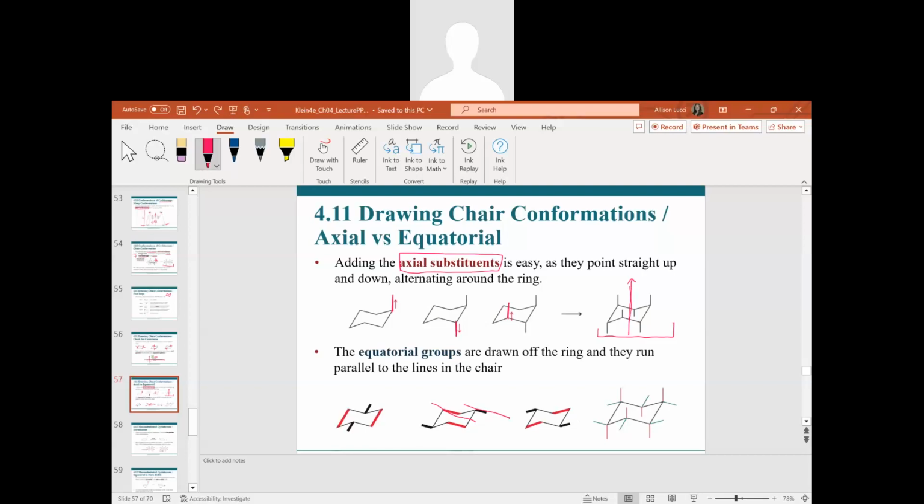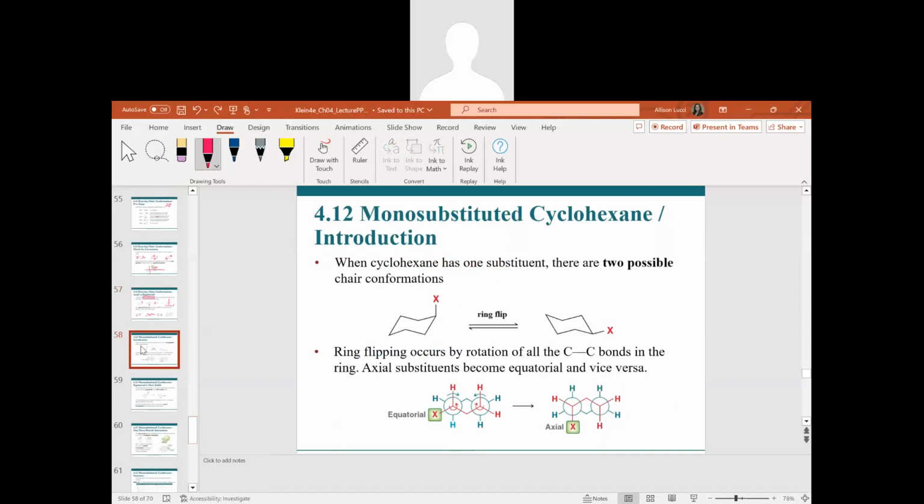And we'll see why this is important when we have to translate a flat molecule that's shown with wedge and dash into something in a three-dimensional space. That's good to know. So let's take a look here at this next slide.